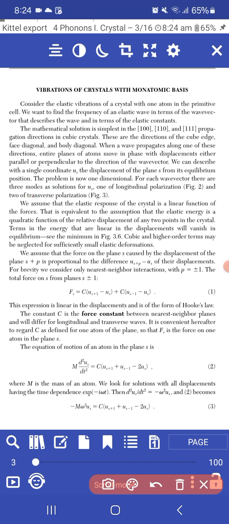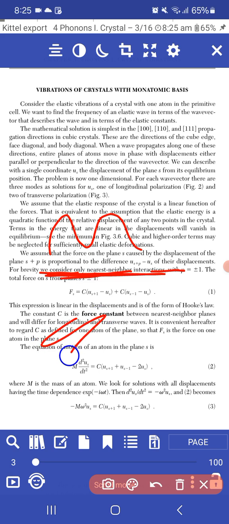So u_s, one of the polarizations is longitudinal and two are transverse polarizations. So one is in the direction of the wave, two is like this, and three is like this, that is perpendicular to the direction of the wave.